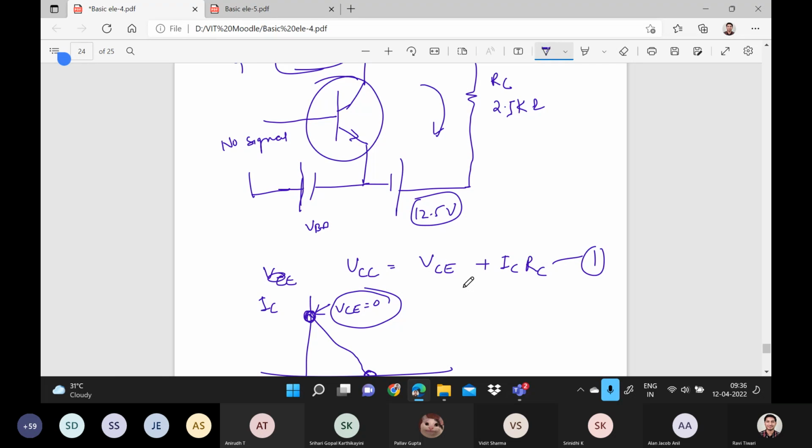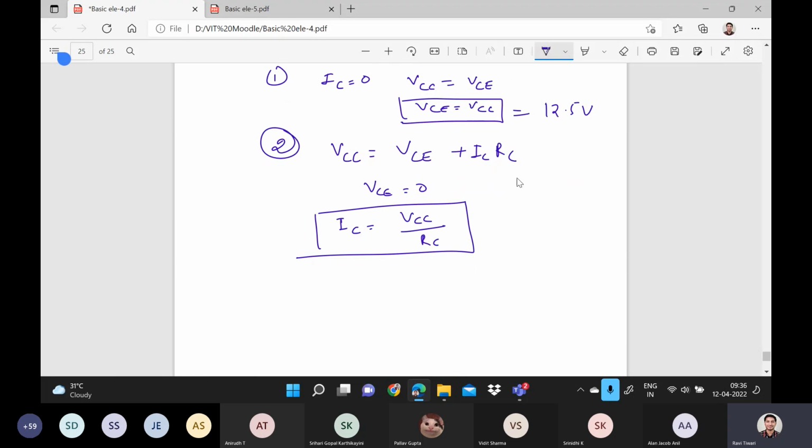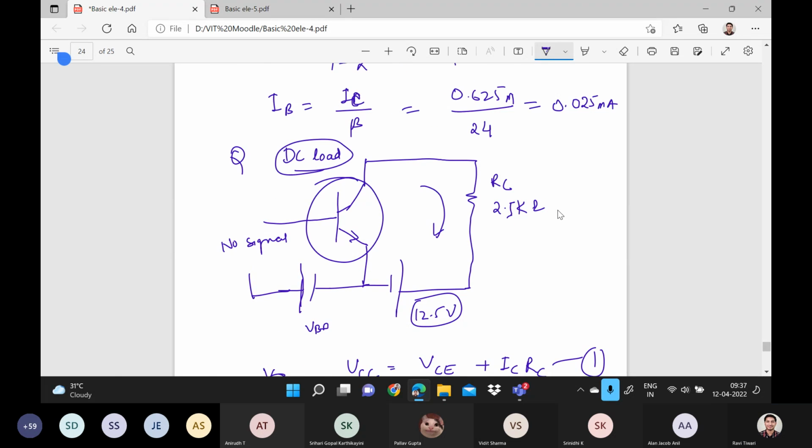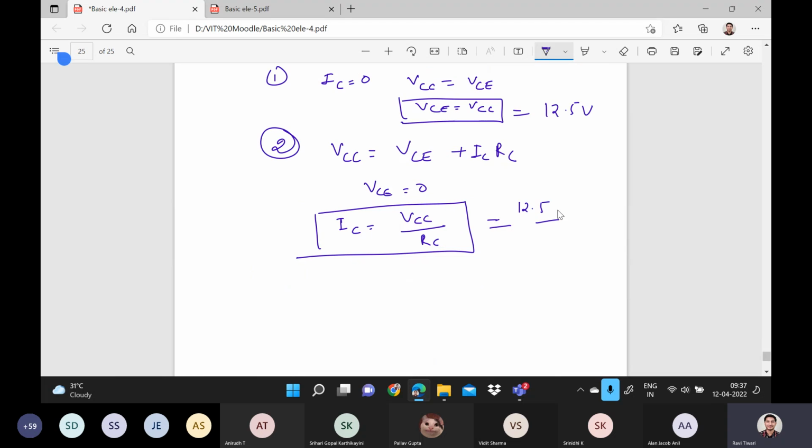So 5 milliamps. So that will be equals to 12.5 divided by what is the value of RC? 2.5, right? It's 2.5. So it will be what? 5 milliamps, sir. It's 5 milliamps, right?